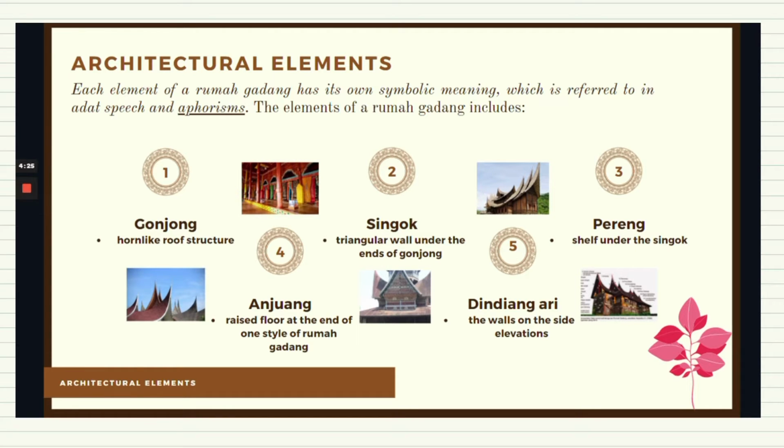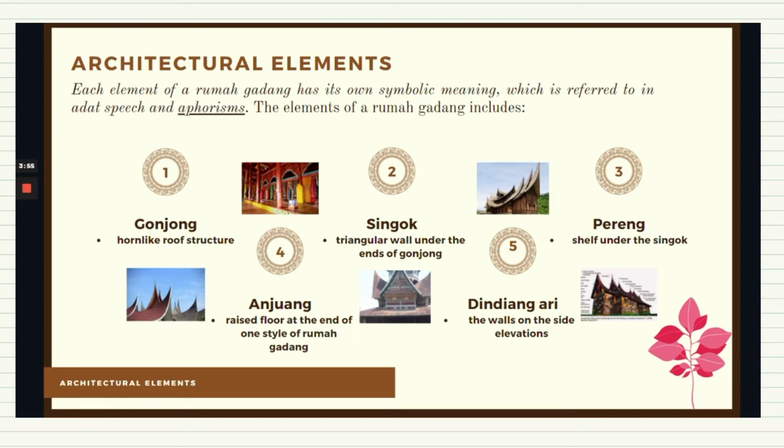Each element of a rumah gadang has its own symbolic meaning, which is referred to in adat speech and aphorisms. The elements of a rumah gadang include, the first one is gonjong, a horn-like roof structure. Second is singok, a triangular wall under the ends of gonjong. Third is pereng, which is the shelf under the singok. The fourth is anjuang. It is a raised floor at the end of one style of rumah gadang.